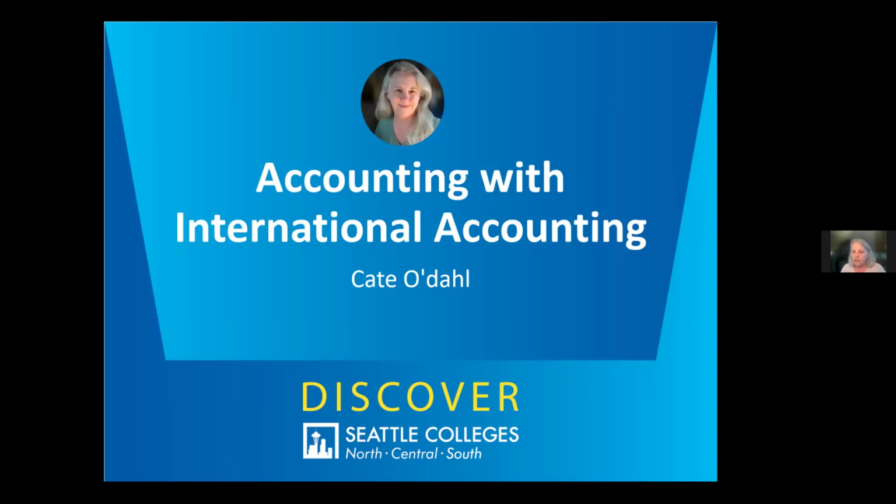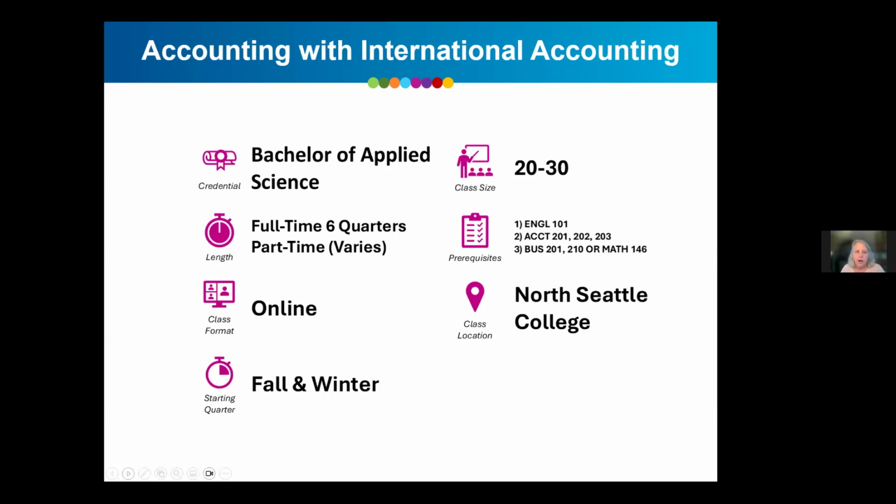Many of you coming to college for the first time are not quite ready for the Bachelor's of Applied Science. We require students to have 75 college credits and a series of prerequisite courses, including English 101, Accounting 201, 202, and 203.